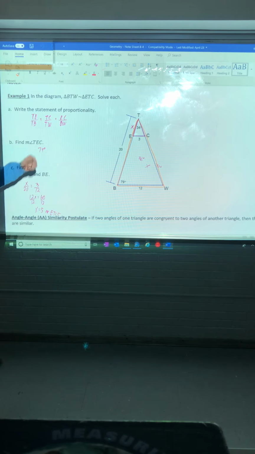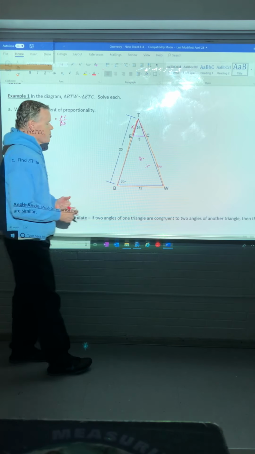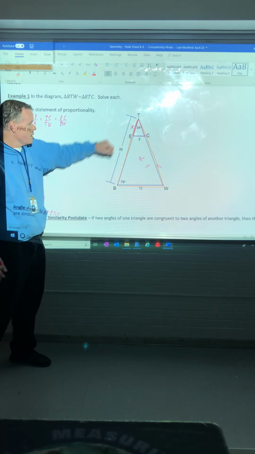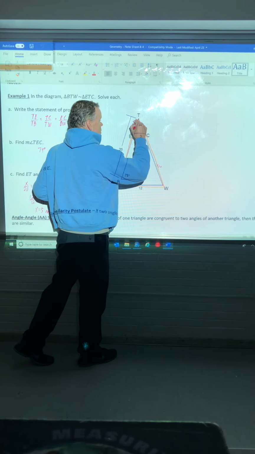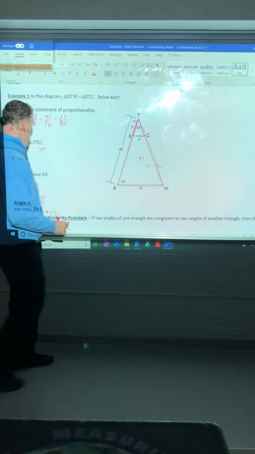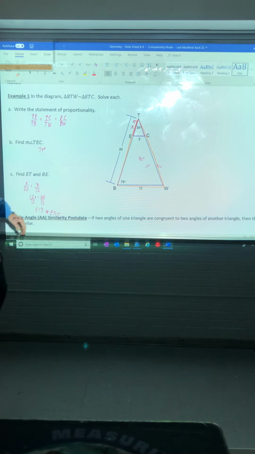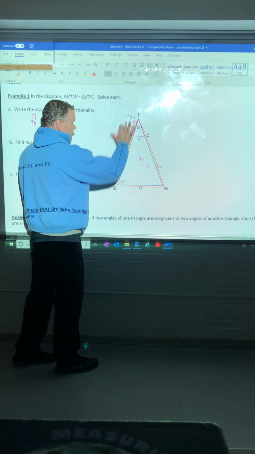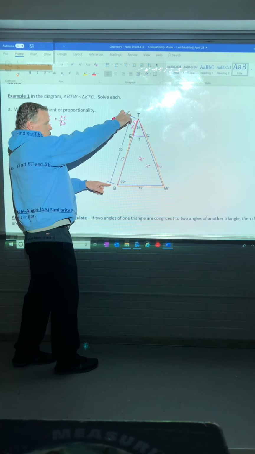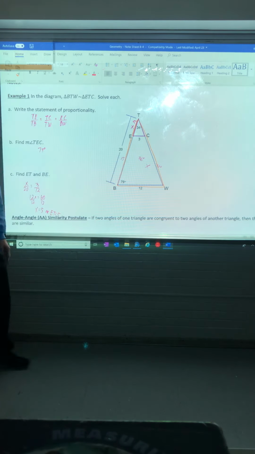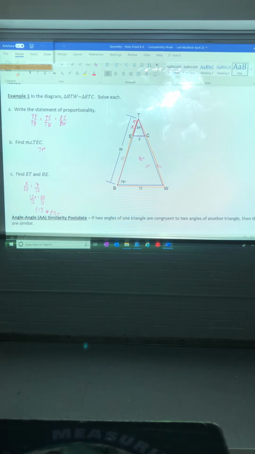We know if this equals 5, we don't even have to do anything else with proportions. If this equals 5 and the whole thing equals 20, then obviously your BE is going to end up being 15. The full length here is 20, we took away 5, so BE is going to be 15. And that is example number 1.